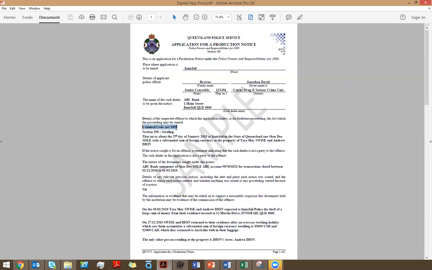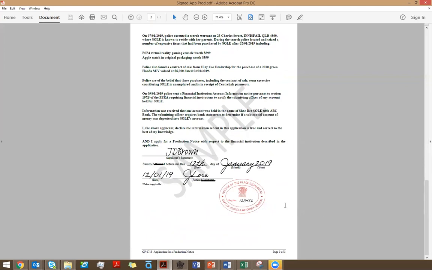So under the Criminal Code Act 1899 and Section 398, is the offence. Now, as I mentioned, if you're not familiar with that act or that offence, ask the police officer to show you. And if they have not put the section in, they can also do that at the interview. That's not a problem. So then you've got the story here, okay? And it goes over a few pages.